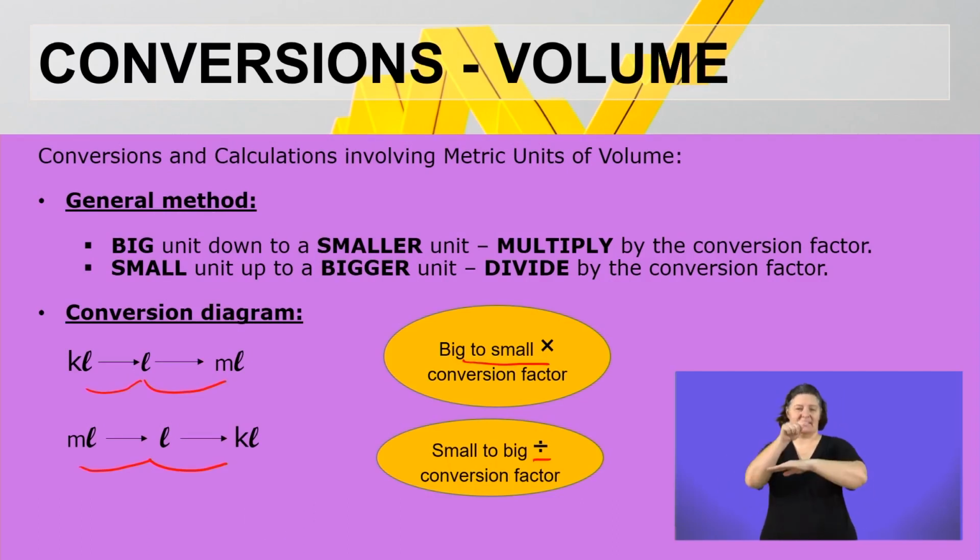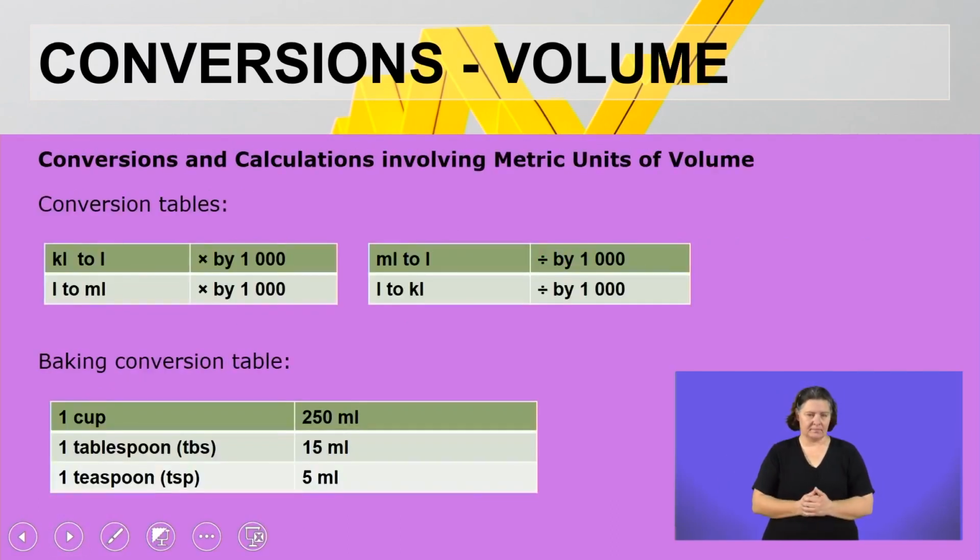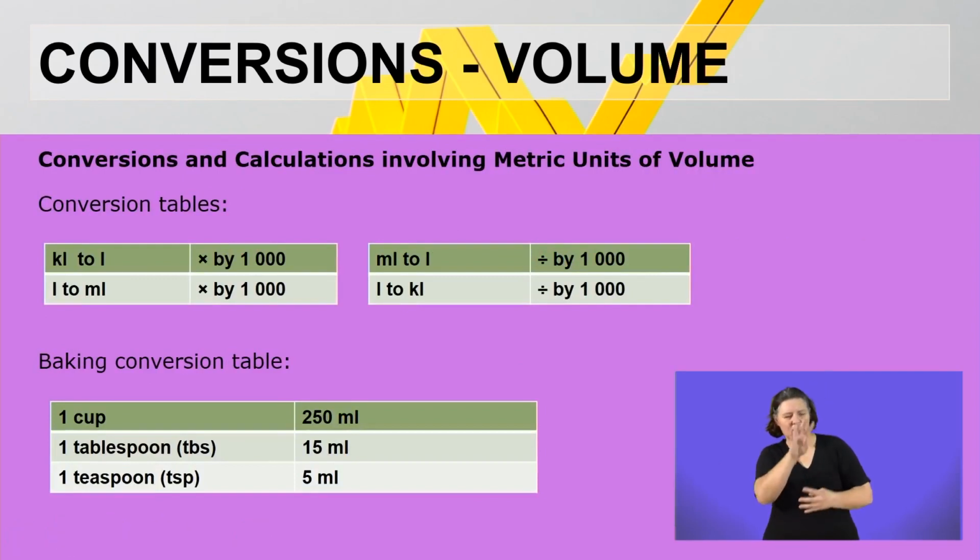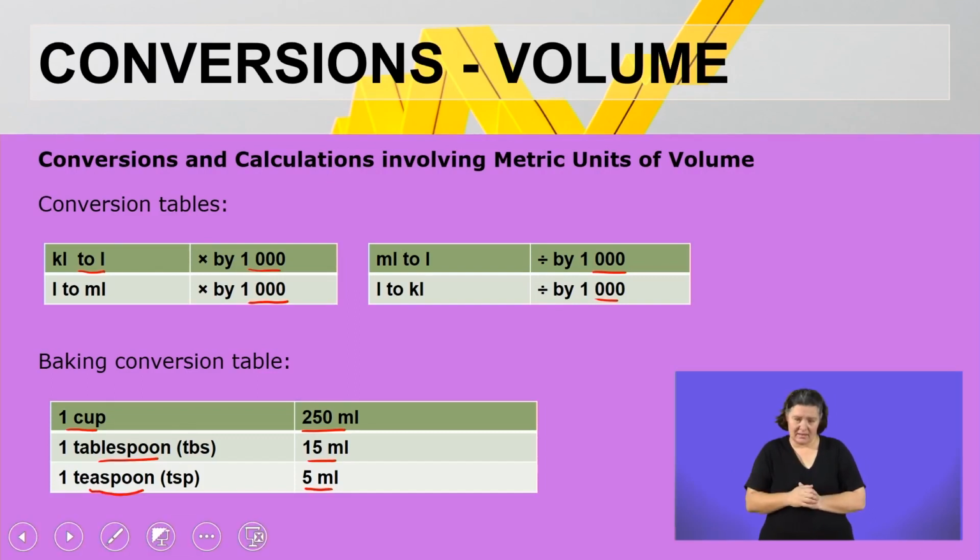Now let's look at it in table form, the same thing I've just explained. Kiloliters to liters, I will multiply by 1,000, and as you can note here, the conversion factor is 1,000. Then what else is important here, grade 12? 1 cup equals 250 milliliters. 1 tablespoon equals 15 milliliters. And 1 teaspoon equals 5 milliliters. We'll put this into practice in the next few sums.